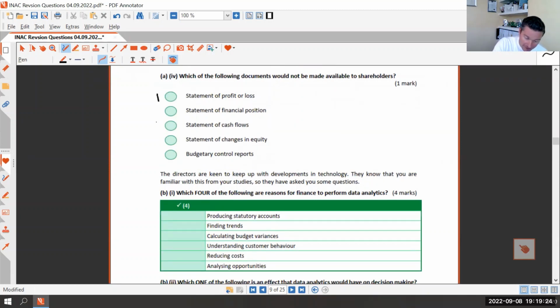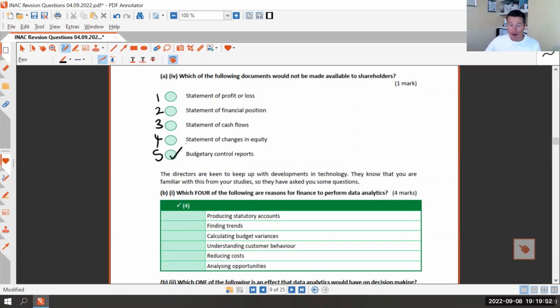Again, this is coming back to roles and responsibilities of different stakeholders. So in this question, we talk about shareholders. And remember what shareholders get to see and what they do not get to see, which is the one we're getting at. What do they not get to see? Yeah, the answer is budgetary control reports.